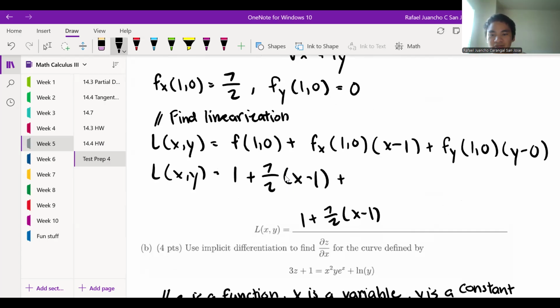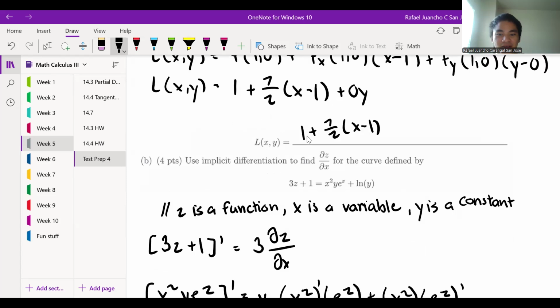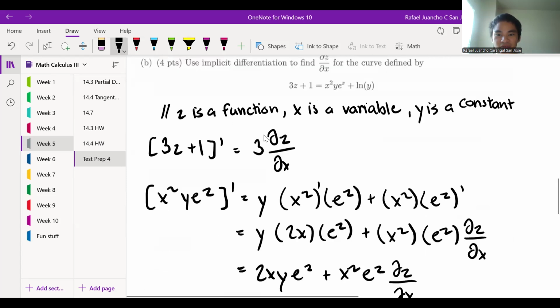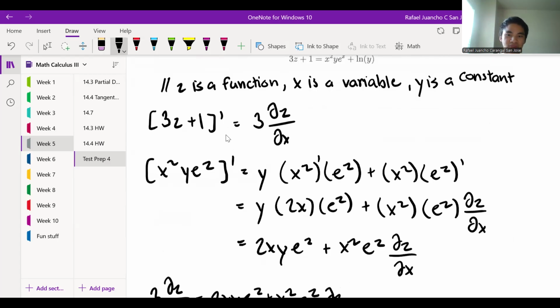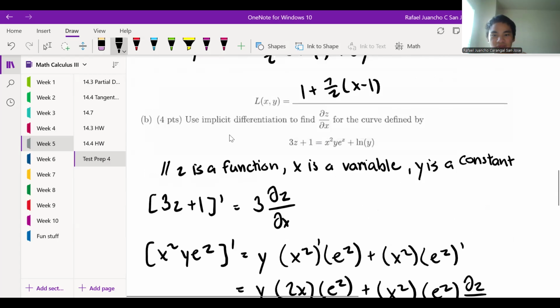I can write the 0y just for fun. Boy. There we go. And then we now use implicit diff. Here I treat z as a function, right? With respect to x. So x is the variable, y is the constant. So here it's about determining which one is the function. So in this case, it's this upper thing. Which one is the variable? So in this case, it's x, because that's what it's respecting it to. And then y is the constant.